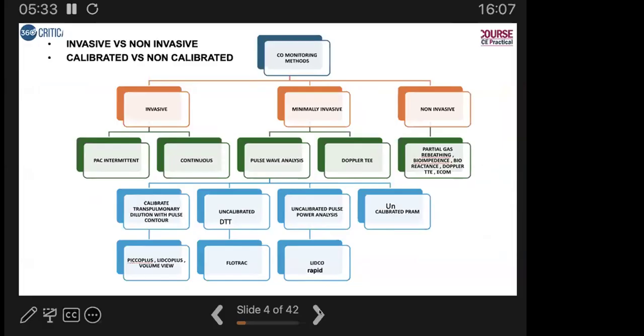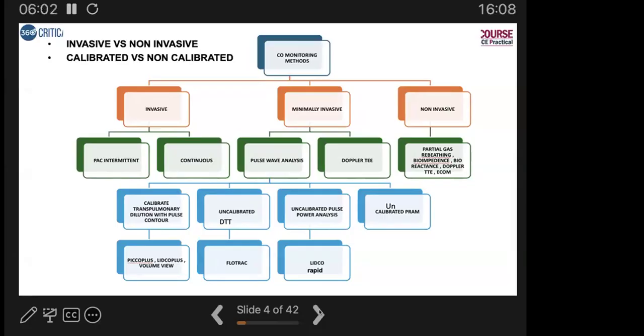Calibration is done externally, ma'am, just to avoid any bias when we are continuously monitoring any parameters, just to obtain accurate and precise information from the monitoring. Uncalibrated is based upon nomograms and patient data. It will have some inbuilt formulas to prevent the bias. So, correct. Uncalibrated is correct.